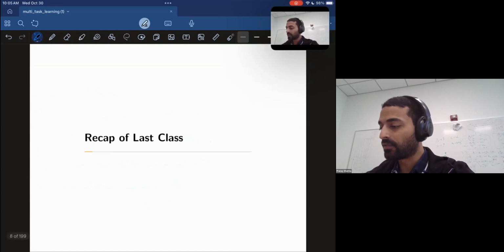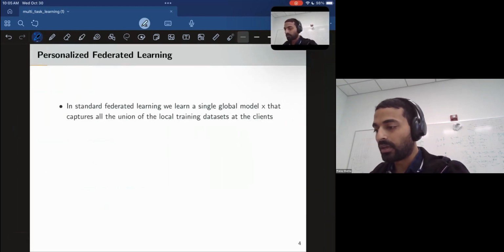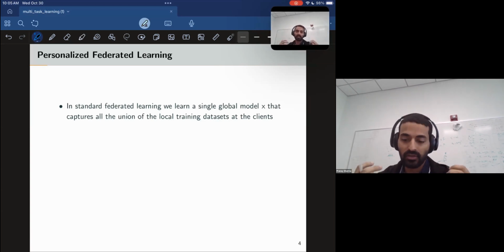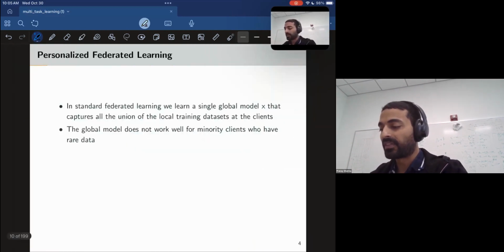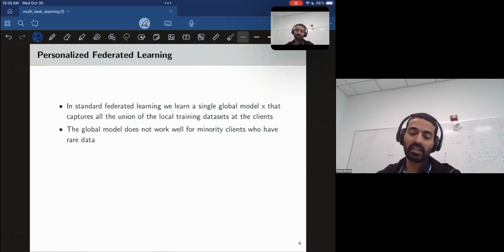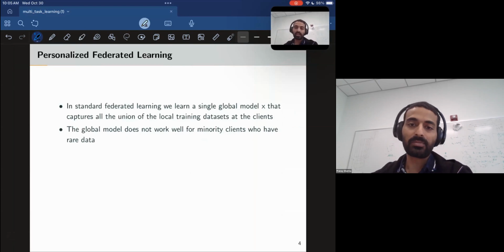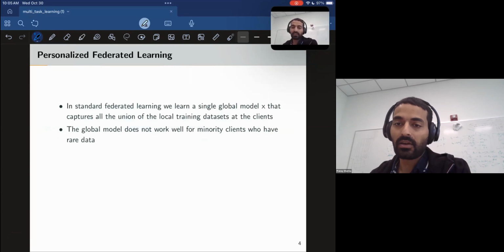Okay, so let's start with what you must have discussed in the previous lecture. In standard federated learning, we usually learn a single global model that tries to capture the entire data set across all the clients, right? But it often happens that if the data across clients looks very different, then the global model might not be able to capture all that spectrum of data. Specifically, it might not work very well on the clients which have some small amount of data.